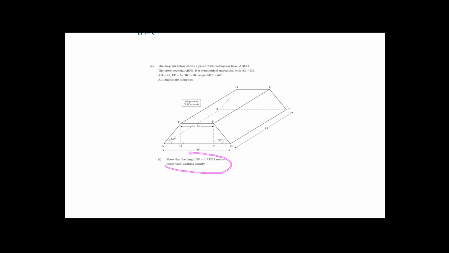Show that the length PF equals 1.7321 K meters. Okay, let's see what we can do. So if this is 2, this is 2, this is 4, then this must be 1K here.